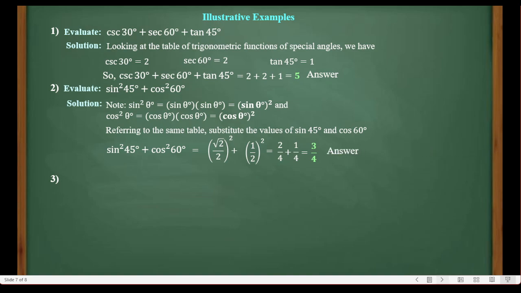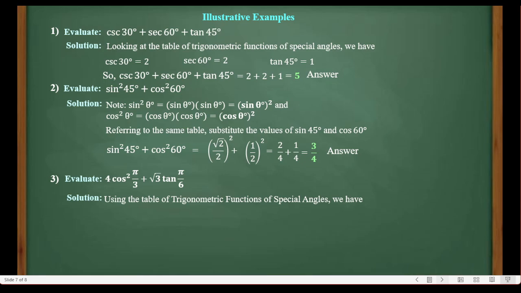Next, we go to number 3. 4 cosine squared of pi over 3 plus square root of 3 times tangent of pi over 6. Okay, pi over 3 and pi over 6 are both special angles. So using the trigonometric functions of special angles, we have cosine pi over 3 is 1/2 and cosine squared of pi over 3 is 1/4. So you just simply square this value. Okay.